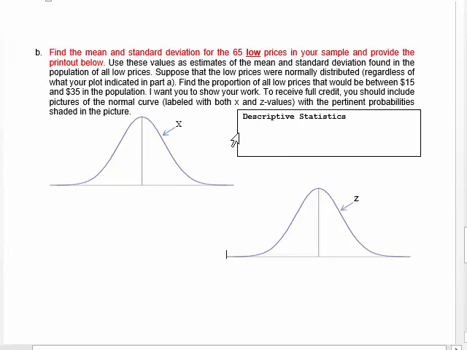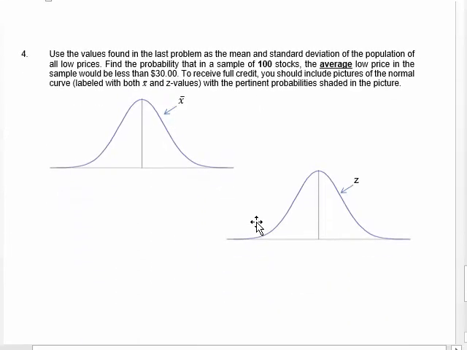To get full credit, you need to be really good here. I want the picture perfect. I want to see the X work. I want to see the Z work. I want to see probabilities shaded. I want to see them labeled from the table. And I want to see a final answer. There's a lot of points tied up in 3B.